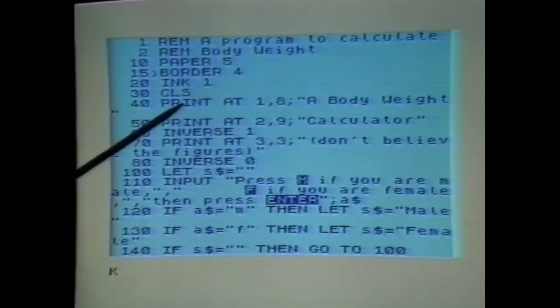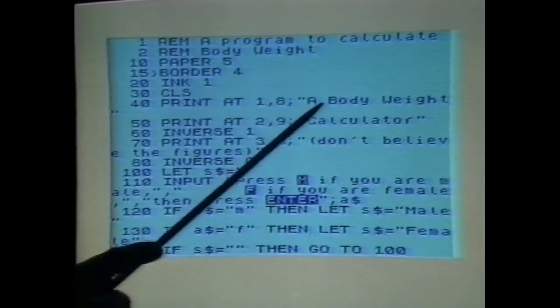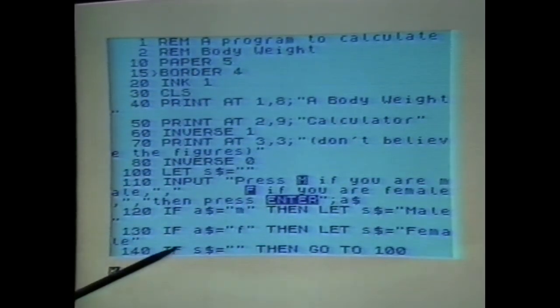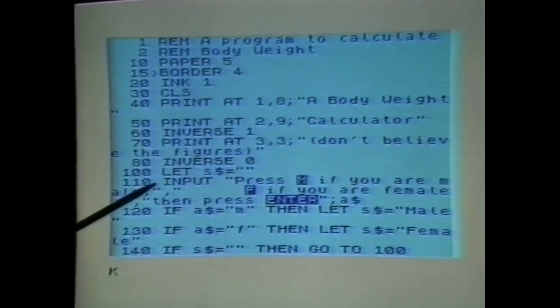A PRINT statement doesn't print on paper, it prints on the screen. So this information, A, body, weight, will be printed in ink color 1 on paper that's color 5. That's ink blue on cyan or light blue paper. Another PRINT statement here, and an INPUT statement, whereas the PRINT statement prints information onto the screen. We'll see later that the INPUT statement allows you to type information in through the keyboard.